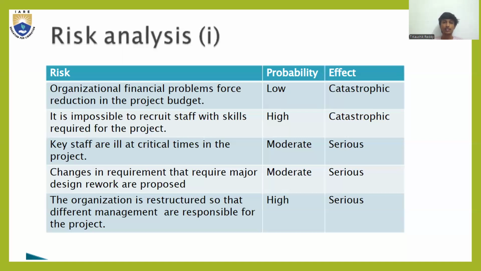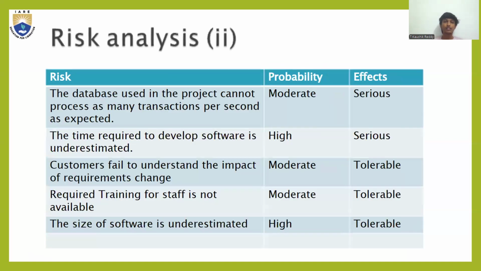Another risk is that the database used in the project cannot process as many transactions per second as expected. Probability moderate, effect serious. The time required to develop software is underestimated. Probability high, effect serious. Customers fail to understand the impact of requirement change. Probability moderate, effect tolerable. Another risk is that required training for staff is not available. Probability moderate, effect tolerable. Another risk is that the size of the software is underestimated. Probability high, effect tolerable.